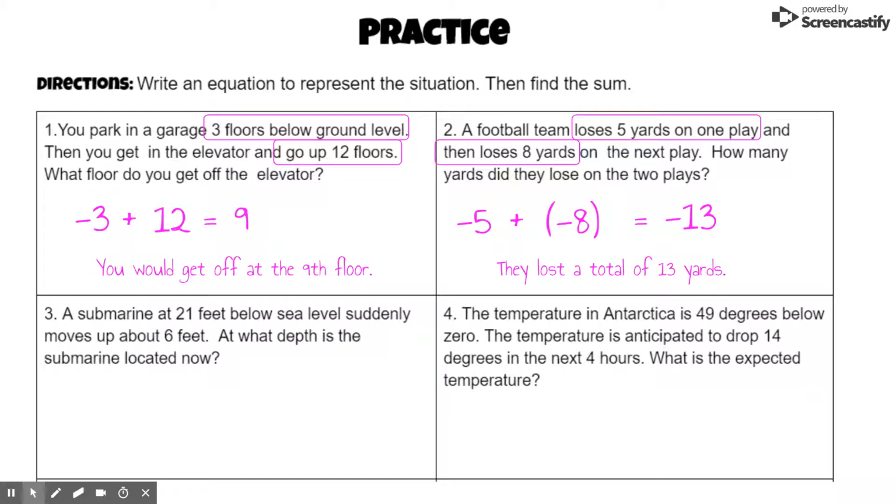Now it's your turn. Go ahead and pause the video and try number 3 and number 4. When you've completed those, you may play the video and check your answers.